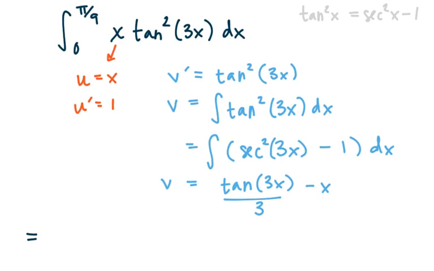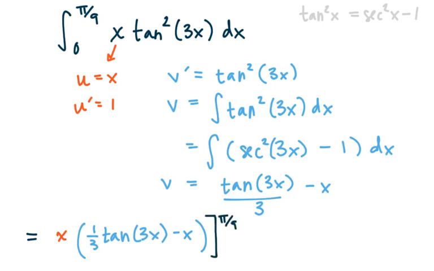So let's think about what this will be equal to, applying our integration by parts. So this is going to be u times v, which is x times v, 1/3 tangent of 3x minus x. And of course, because this is a definite integral, we're going to need to go from pi over 9 to 0, minus the integral from 0 to pi over 9 of v times u prime. And u prime is just going to be 1. We don't need to write that there.